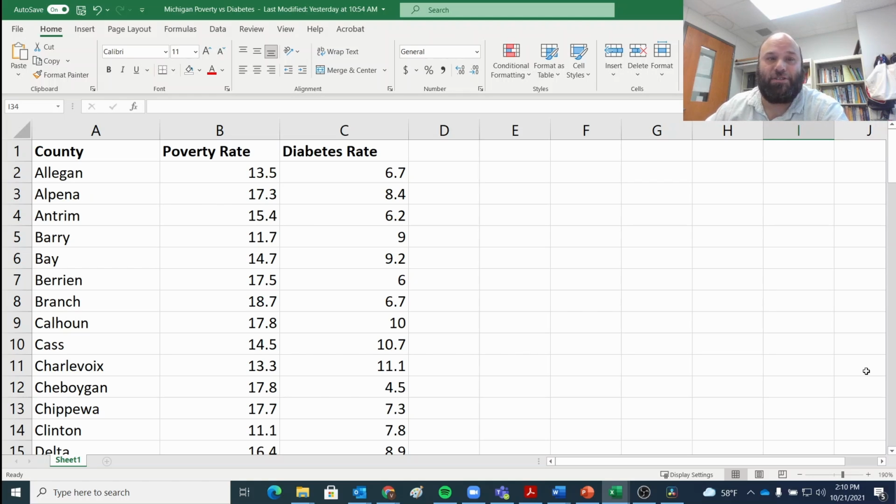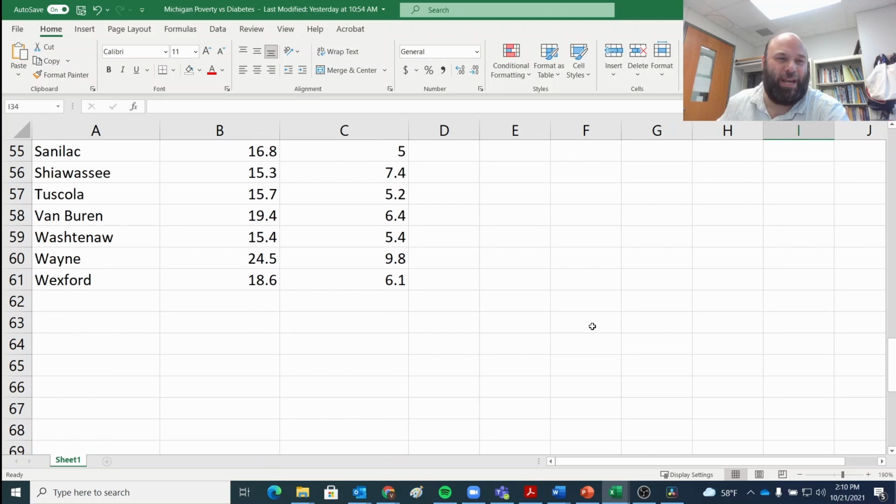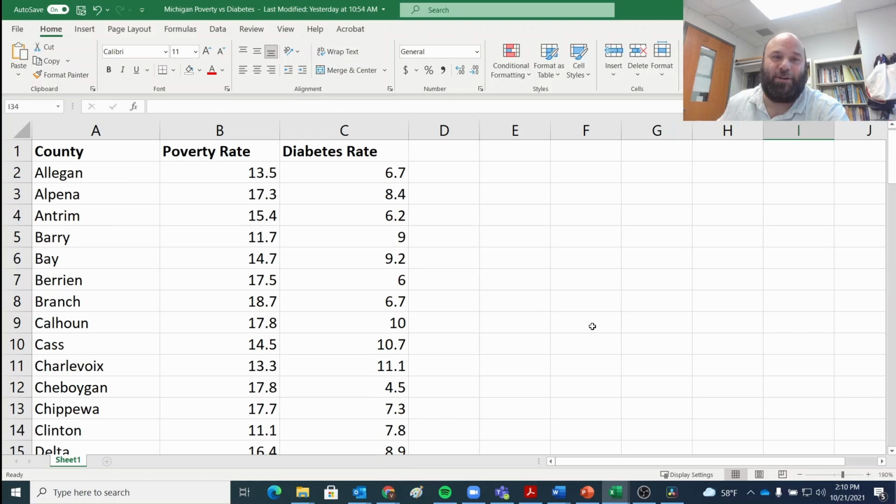These data in this Excel spreadsheet provide us with the poverty rate and the diabetes rate from most of the counties in Michigan. Not all of them had complete data, but these counties all had data, and we can scroll down and see, going all the way down to Wexford in row 61, that there are about 60 counties here.